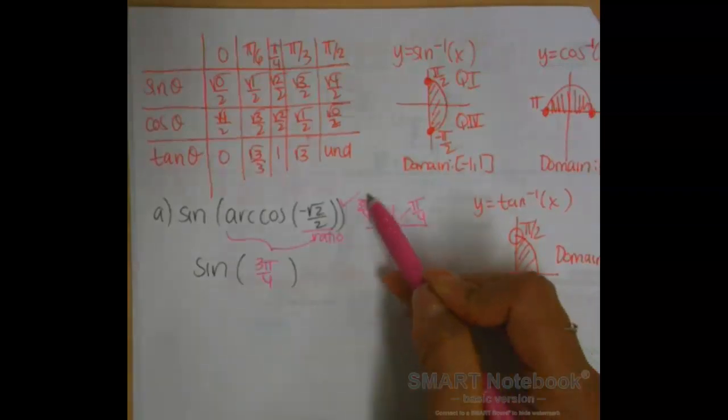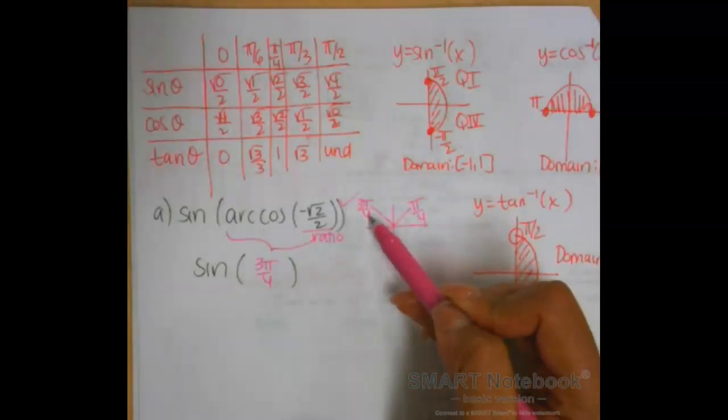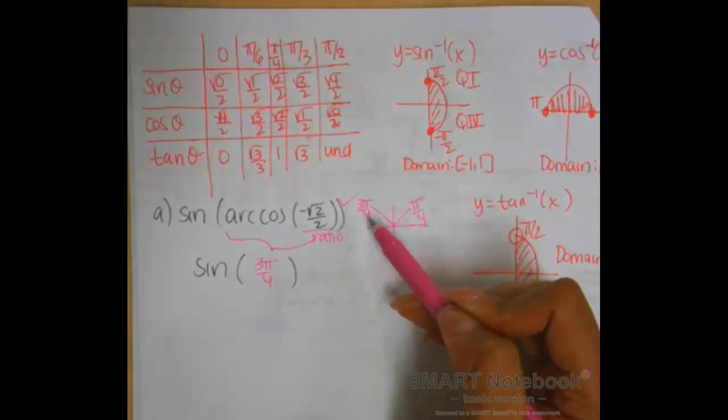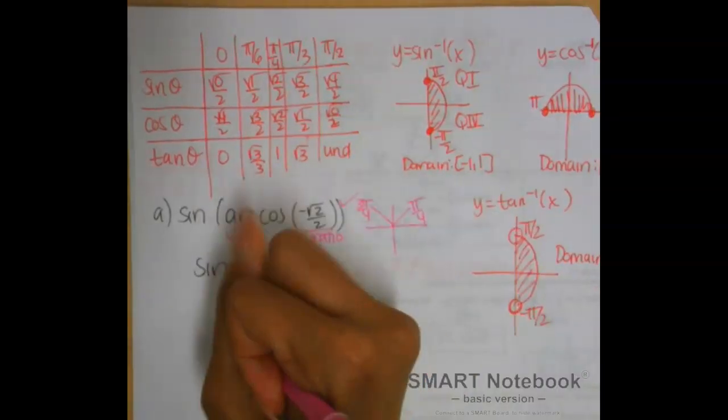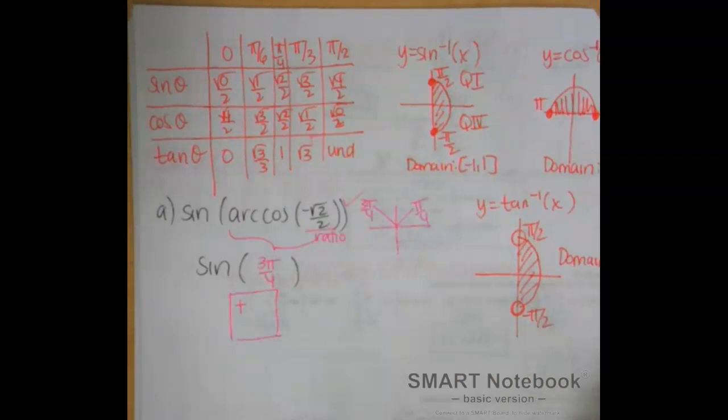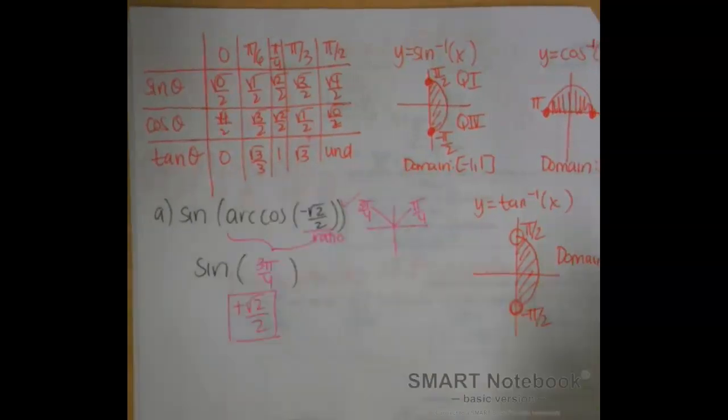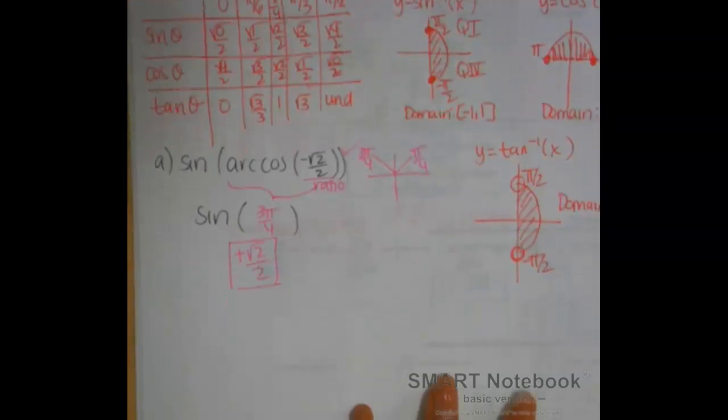First of all, it's in quadrant 2. Is this going to be a positive or negative answer for sine? Positive. What's your answer going to be if it's in quadrant 2 for 3 pi over 4? That's your answer. That's it. That's all you're doing for these. You're just solving one question at a time. Focus on the inside and work your way out.